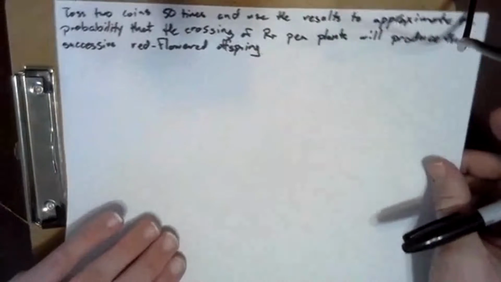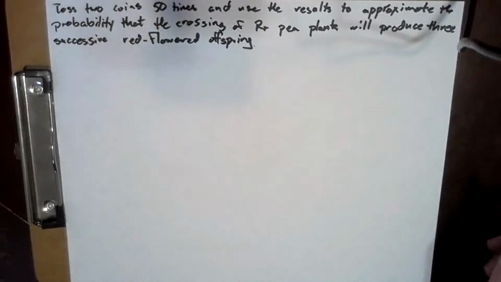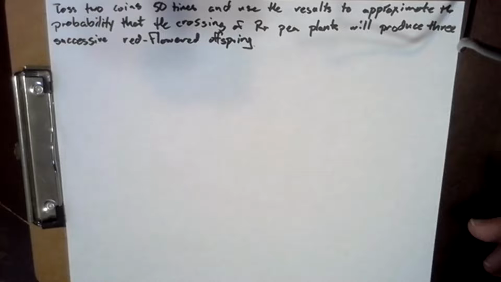Next. We are told to toss 2 coins 50 times and use the results to approximate the probability that the crossing of RRP plants, pea plants with one dominant red and one recessive white gene, will produce 3 successive red-flowered offspring.